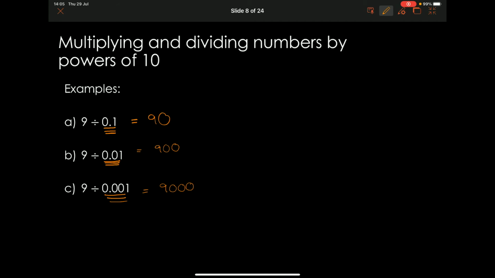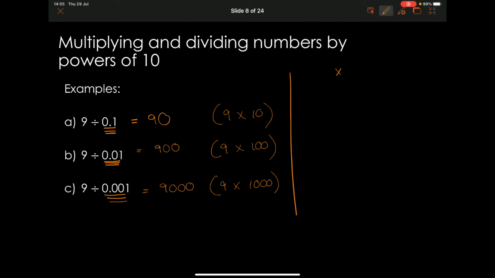You're basically doing the same as 9 times 10, 9 times 100, 9 times 1,000. Just getting you used to using these different ways of writing out calculations. So the most important thing that you can remember from these last few slides is how to times by 10, how to times by 100, and how to times by 1,000.